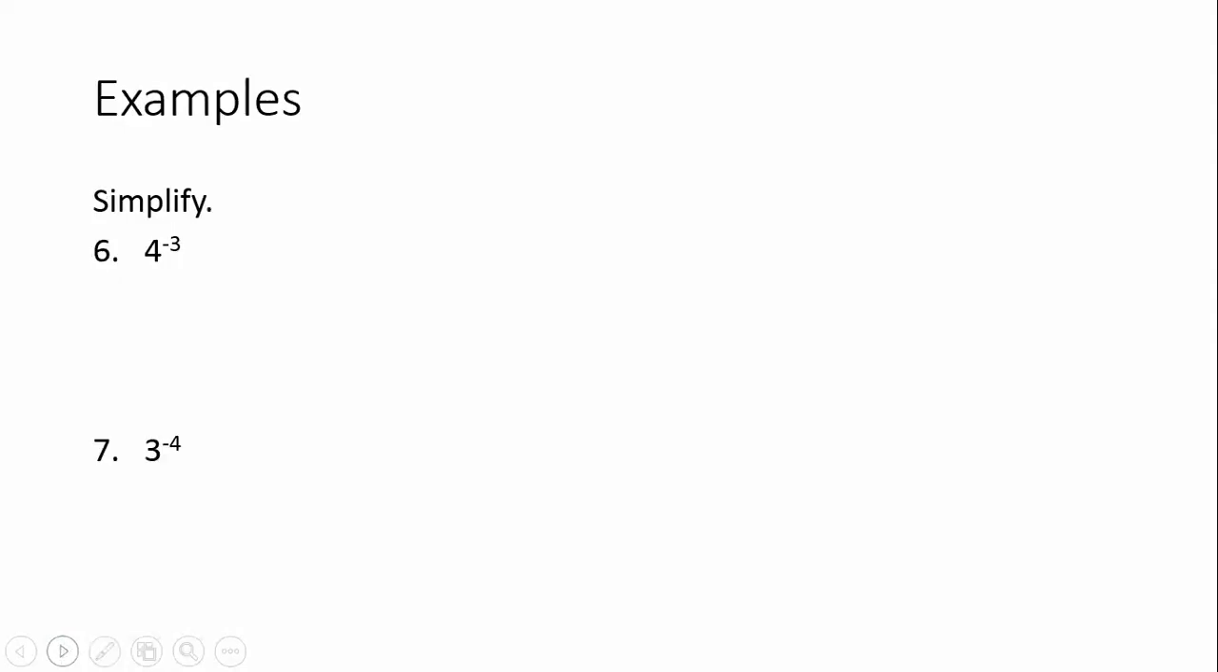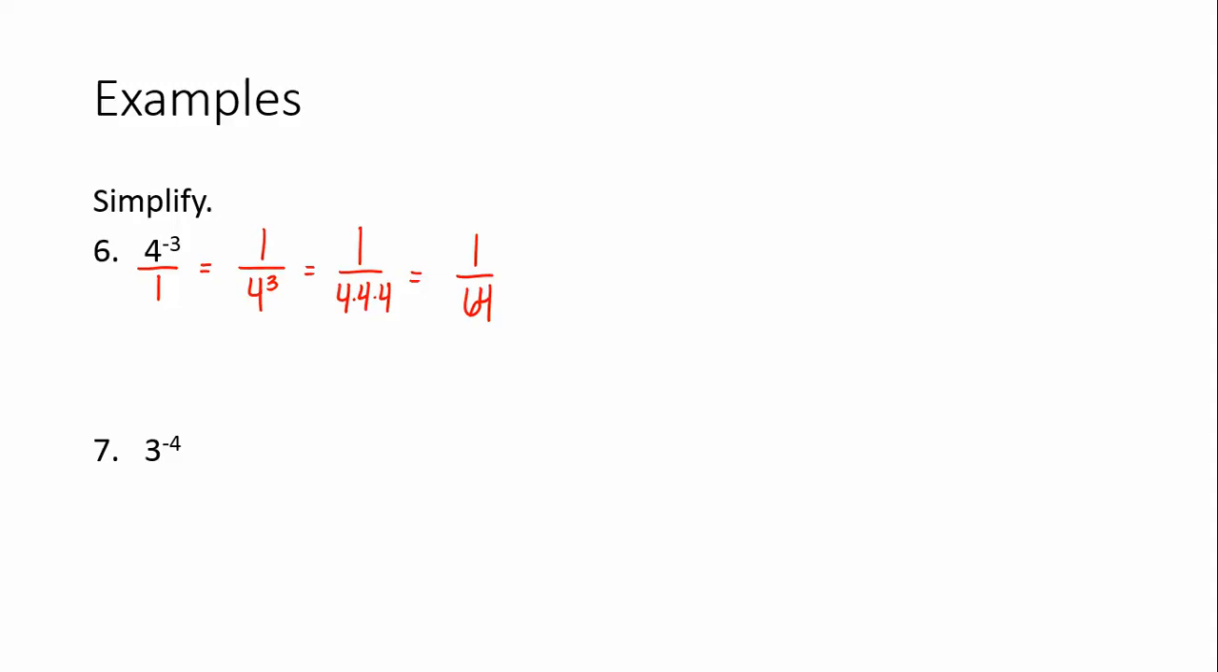So now let's look at some examples. We want to simplify 4 to the negative third. So because it's in the numerator, remember we can write it over 1. We're going to move this down to the denominator and make it 1 over 4 to the third power. We can simplify 4 to the third. We know it's 4 times 4 times 4, or 1 over 64.